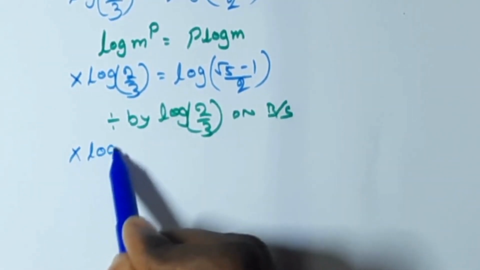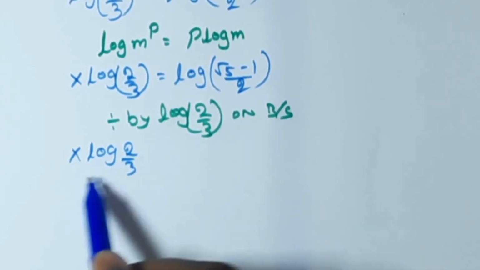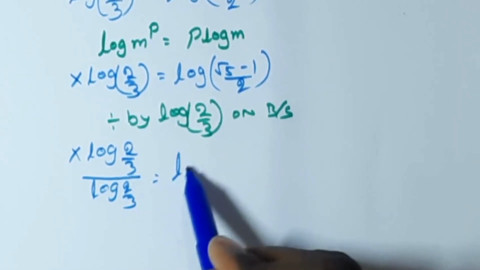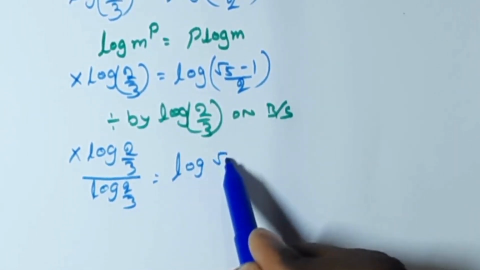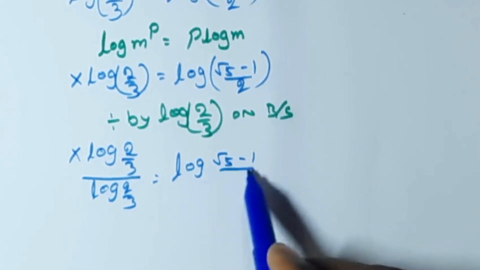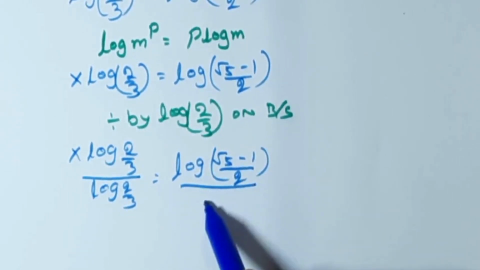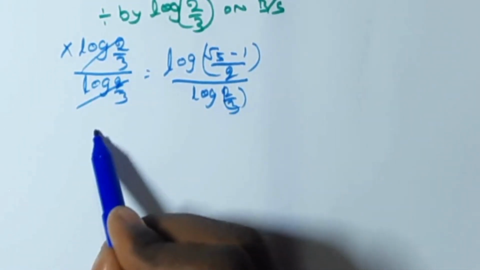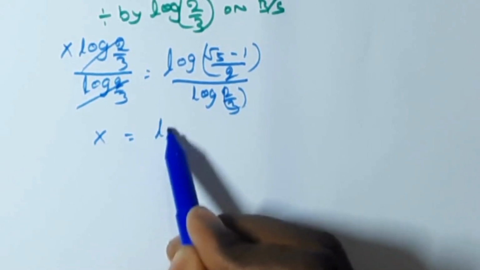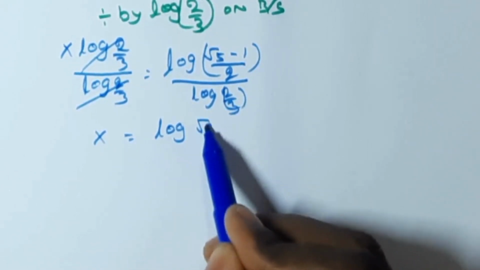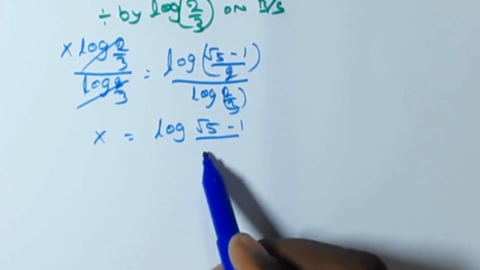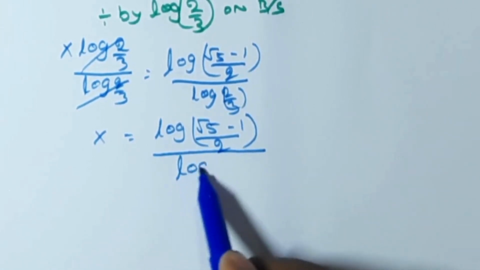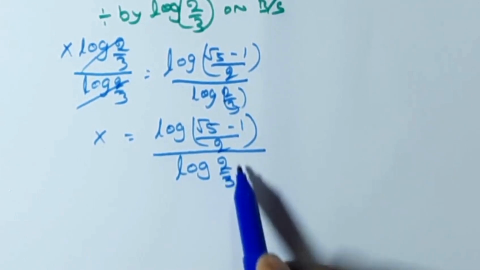x log 2 by 3 by log 2 by 3 equal to log of square root of 5 minus 1 by 2 by log 2 by 3. This cancels this, so we have x equal to log of square root of 5 minus 1 by 2, by log 2 by 3.